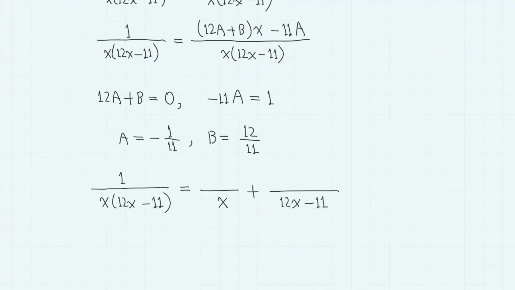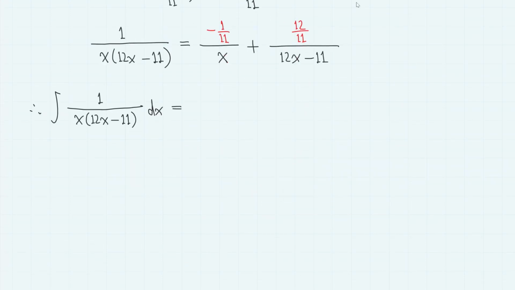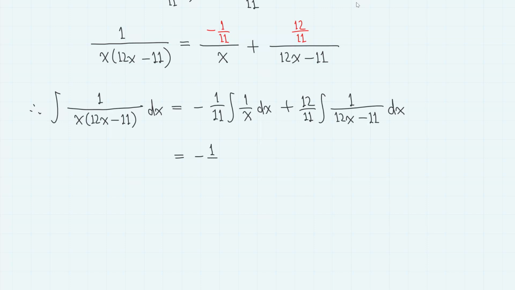That is, in our partial fraction expression, we have negative 1 over 11 here and 12 over 11 here. Therefore, the given integral can be written as minus 1 over 11 times the integral of 1 over x plus 12 over 11 times the integral of 1 over 12x minus 11. So we have minus 1 over 11 ln absolute value of x, and then 12 over 11 times 1 over 12 times ln absolute value of 12x minus 11 plus c.